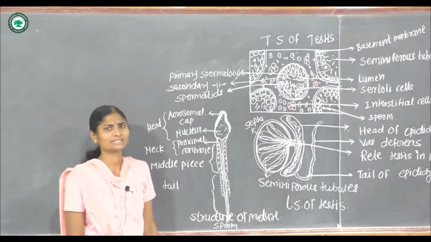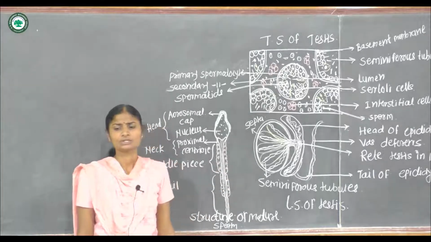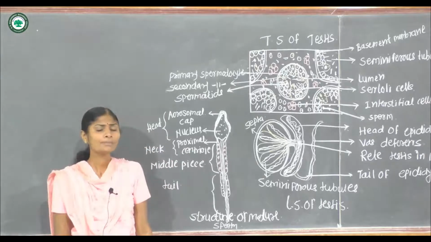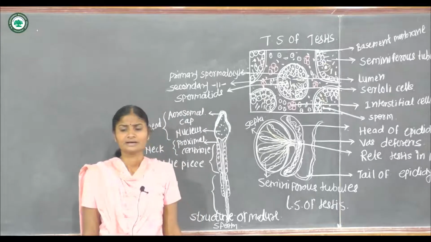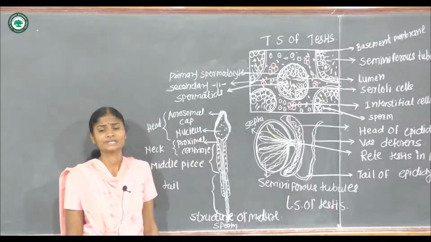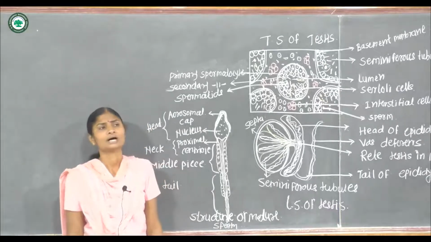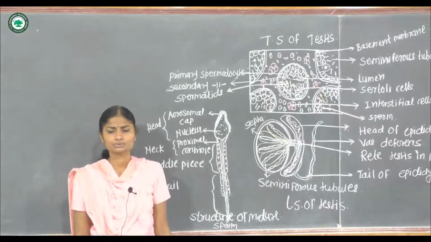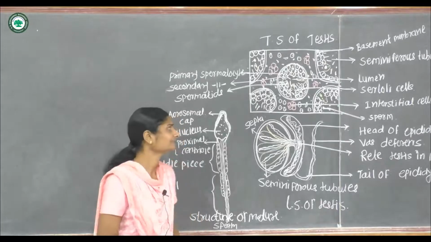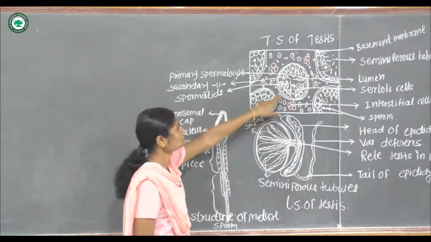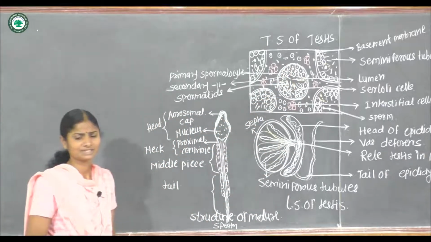When the microscopic structure is observed, the transverse section of testes shows different parts. Numerous seminiferous tubules are present. It also shows interstitial cells and blood vessels, and we also observe connective tissue around the seminiferous tubules.